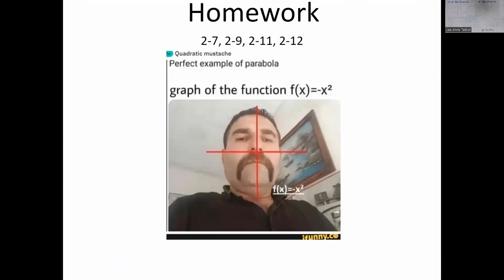And there's my joke. Perfect example of a parabola: the graph of the function f of x equals -x squared is the guy's mustache. Pretty awesome. Someone just went home from school that day and was like, Dad, your mustache is -x squared. And he was like, I'm sorry, what are you saying? And then he was grouchy. And then they took that photo. This is what I'm assuming happened.